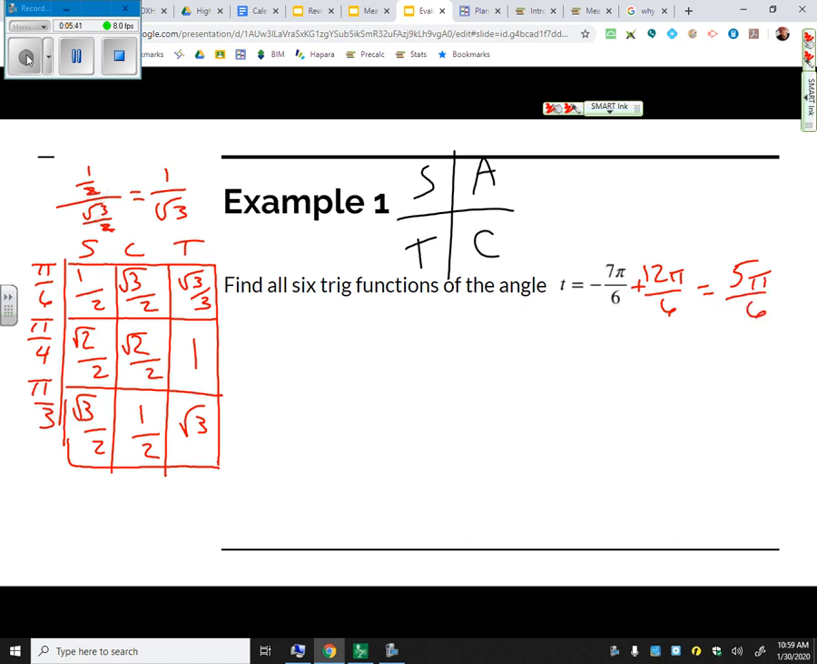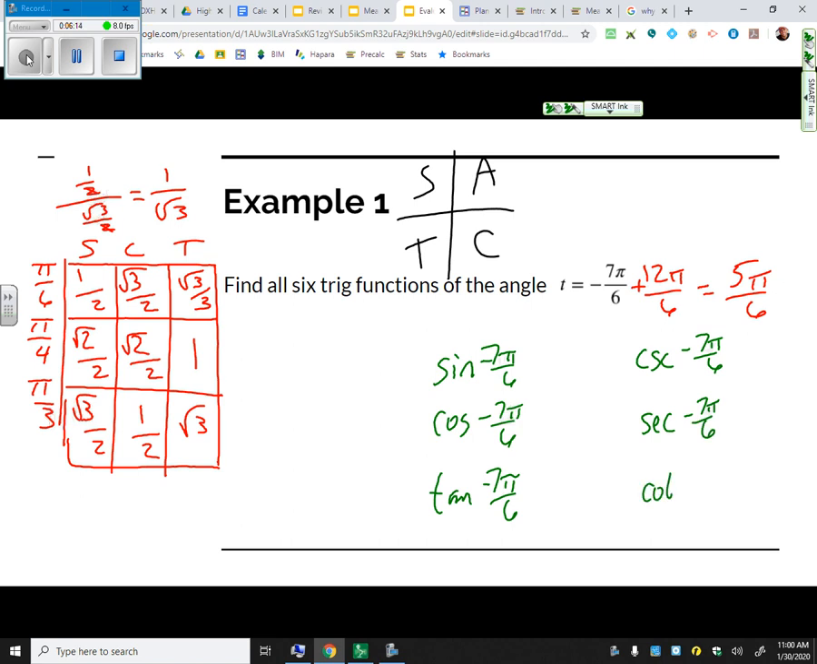And this one happens to want all 6 trig functions. Same thing we did yesterday, but we're going to do it without the unit circle to kind of warm up for today's problems. So I'm going to have sine of negative 7 pi over 6. Cosine. Tangent. Cosecant. Secant. And cotangent.